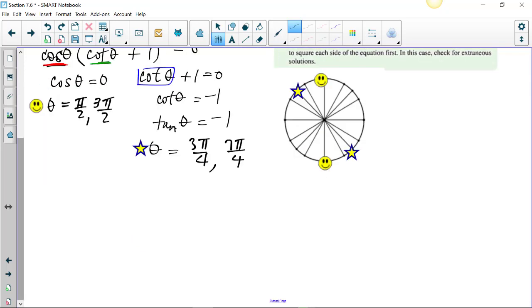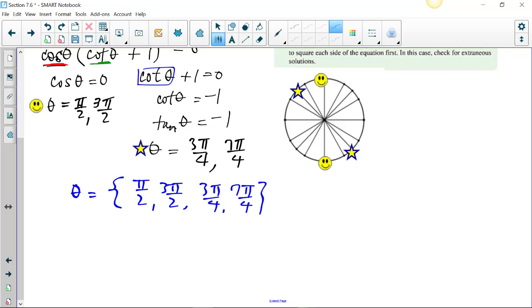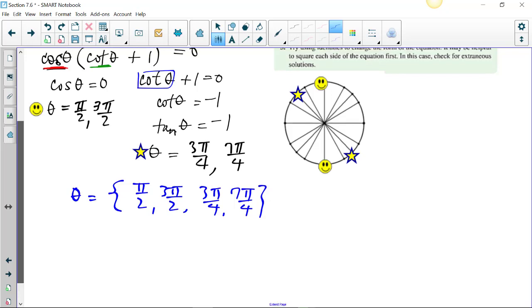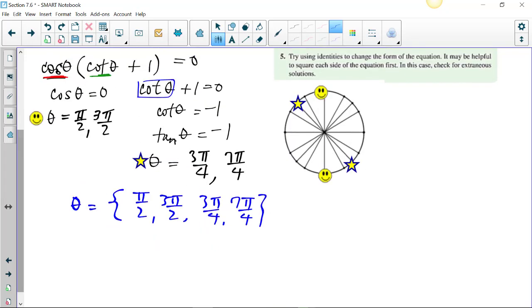So if I was giving my solution set, my theta would be the angles pi over 2, 3 pi over 2, 3 pi over 4, 7 pi over 4. We should always go back and test each angle back into the original equation. But these are all angles in the interval from 0 to 2 pi.